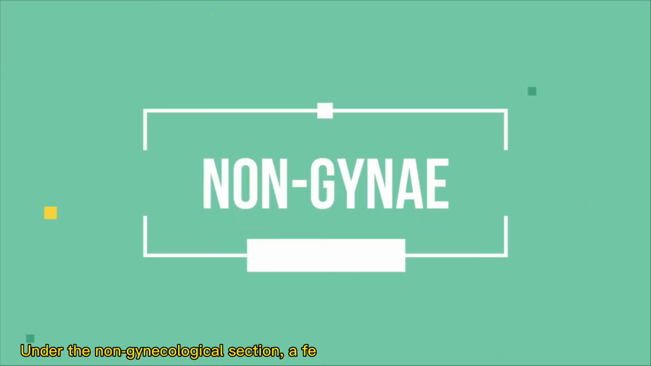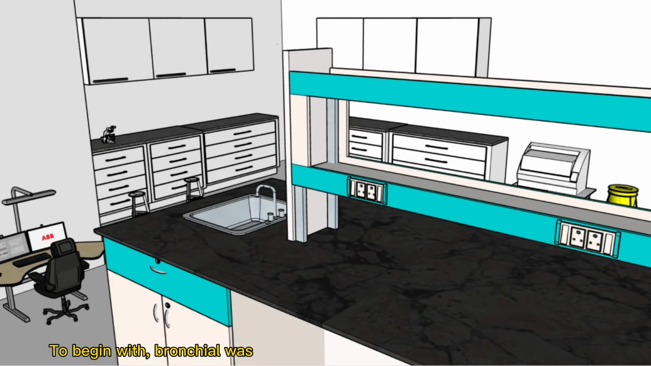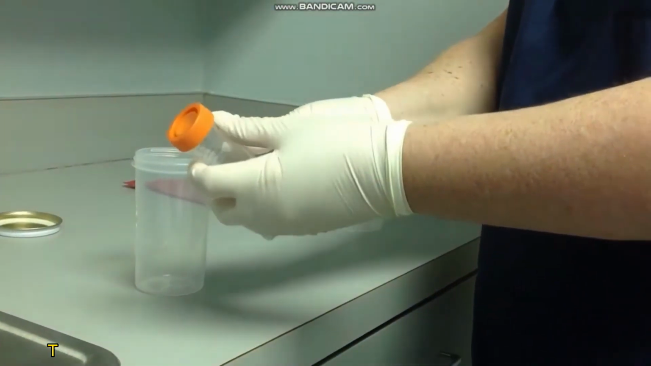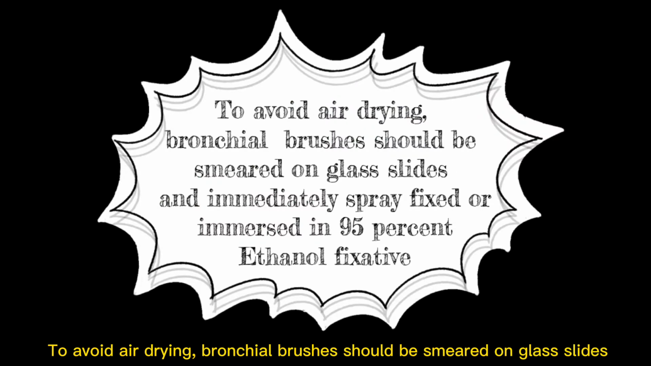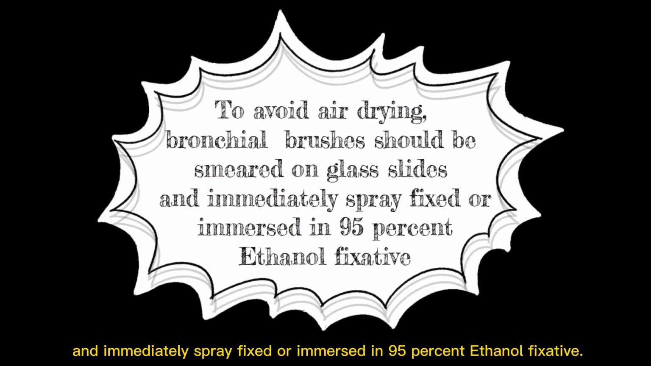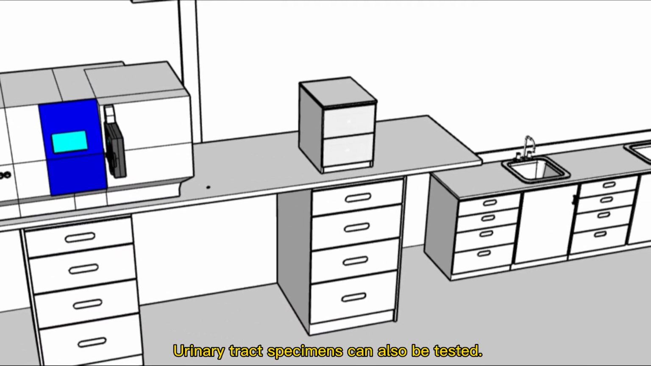Under the non-gynecological section, a few tests are performed with specific samples. To begin with, bronchial washing should be sent to the lab in a specimen cup with the patient's first and last name written on it. To avoid air drying, bronchial brushes should be smeared on a glass slide and immediately spray fixed or immersed in 95% ethanol fixative. Urinary tract specimens can also be tested.